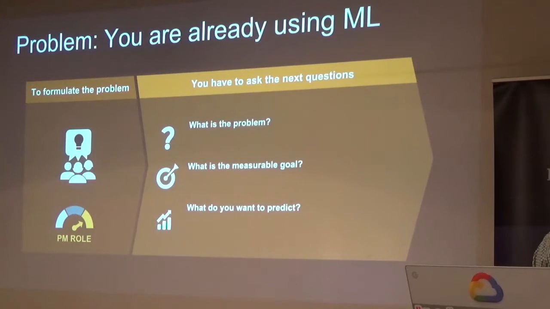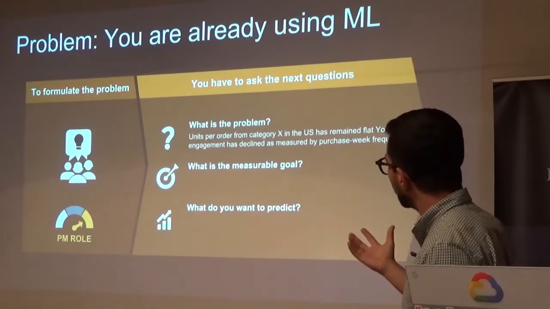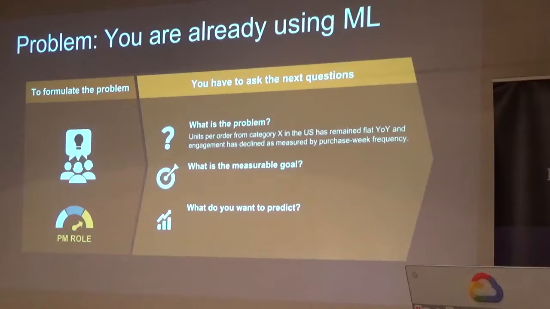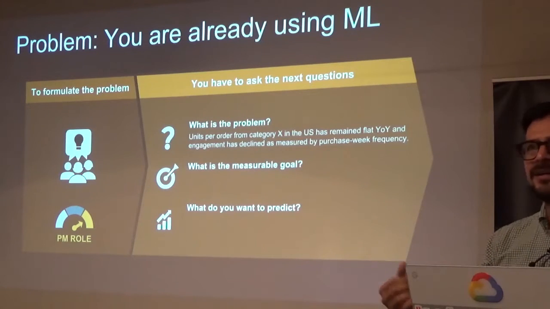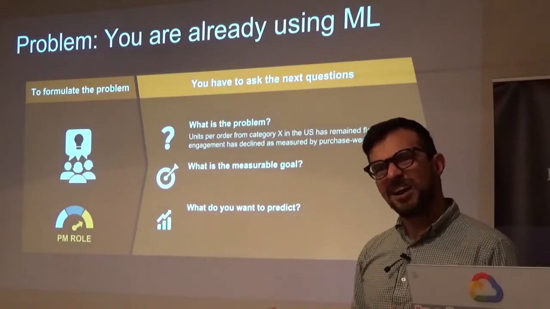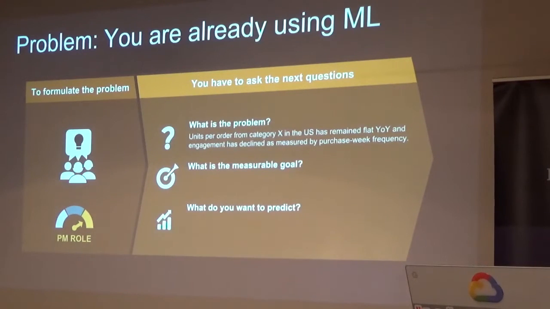Another problem that you can use for machine learning, and this is something that I used, is, for example, the problem is the units per order for specific category at Amazon in the US has remained flat. That means that it hasn't grown. And engagement has declined as measured by this other metric. That's a problem in the business sense. Maybe you don't have here all the details, but you're like, well, we're investing so much, we have more products, but this category is just not going up. So it's a problem.